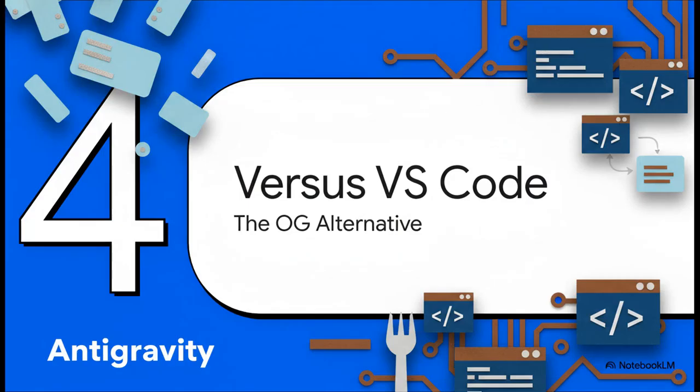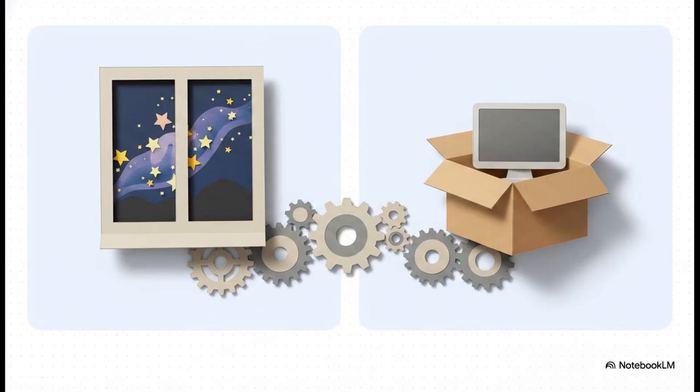Which brings us to Antigravity versus VS Code, the OG alternative. If the potential future instability of Antigravity has you worried, let's look at the open source alternative. Remember, at the end of the day, Antigravity was originally just a fork of the standard VS Code anyway. So let's compare your newly restored Antigravity setup against a standard VS Code installation.